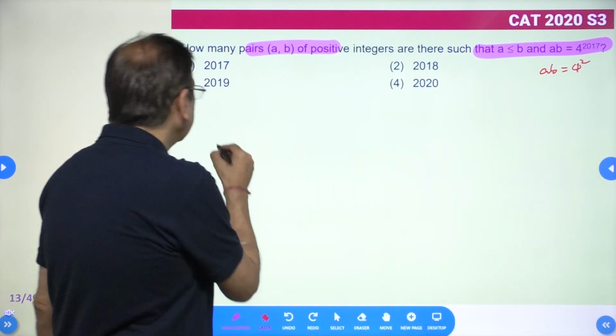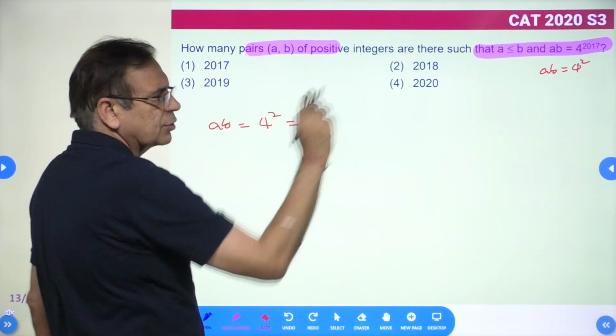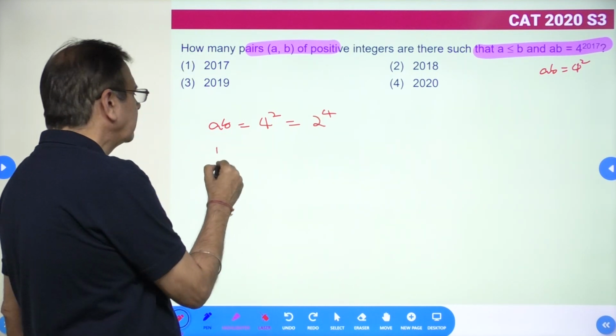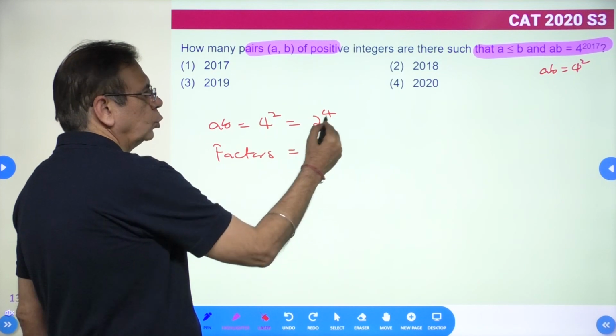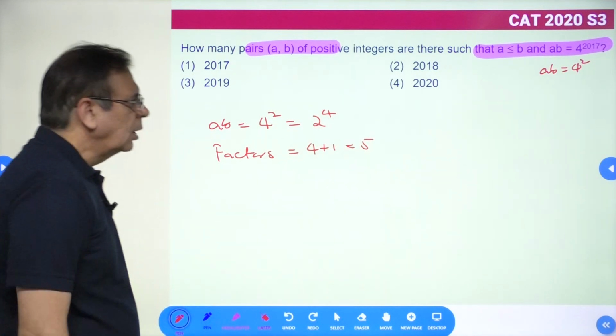So what is AB equal to? I have taken it to be 4 square, just in line with that, so that is 2 to the power 4. How many factors? For 2 to the power 4, the number of factors will be 5. Okay, now what are those factors?